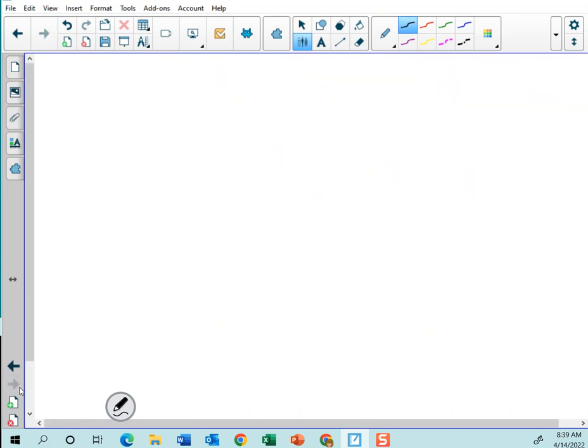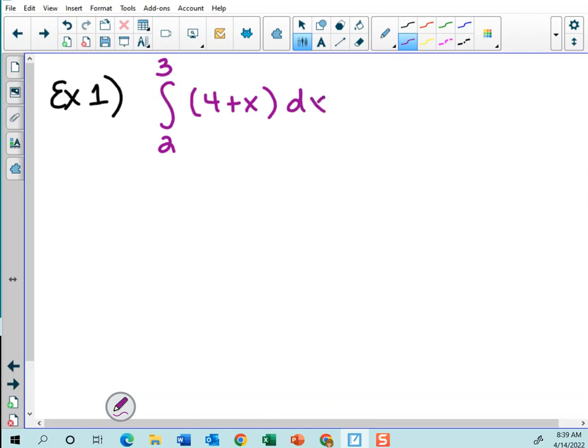So let's start with this example to kind of get us warmed up. Okay, we're going to do the integral from 2 to 3 of 4 plus x dx. Okay.